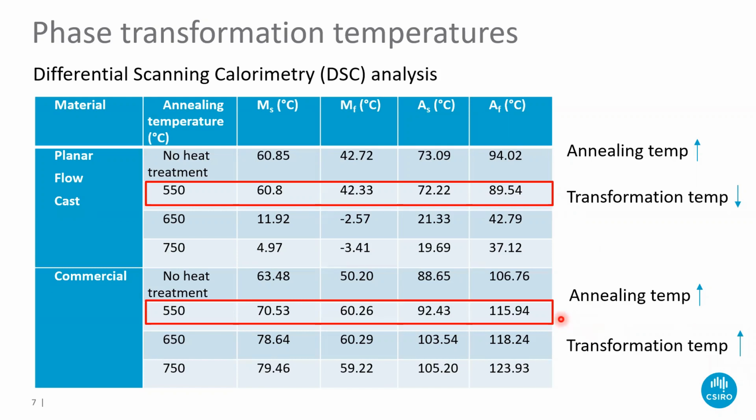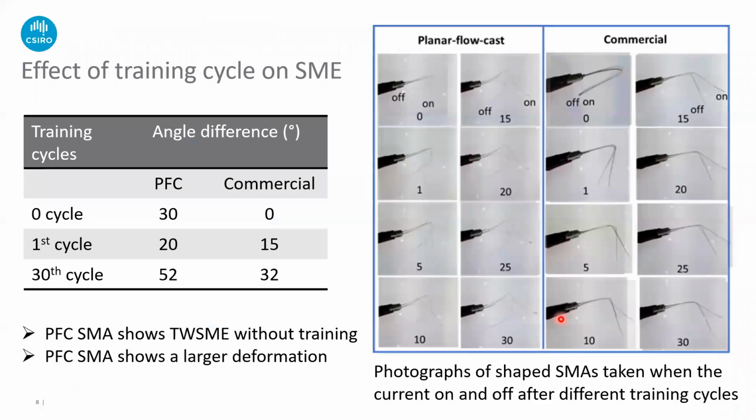Here we can say that the transformation temperature can be addressed by the heat treatment or annealing temperature, and it can also be found with different materials using different fabrication methods. So in this study, we fixed it to 550 for the whole study. And this slide tells us the effect of training cycle on the shape memory effect.